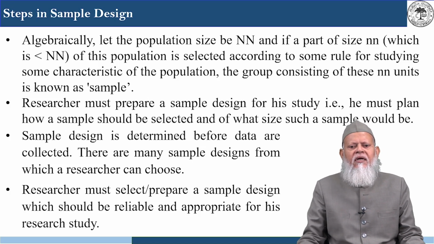So, in terms of algebra, if the size of the population is capital N, and if a part of size small n of this population is selected according to some rule for studying some characteristics of the population, the group consisting of these n units is known as a sample. The same thing I have explained to you earlier.